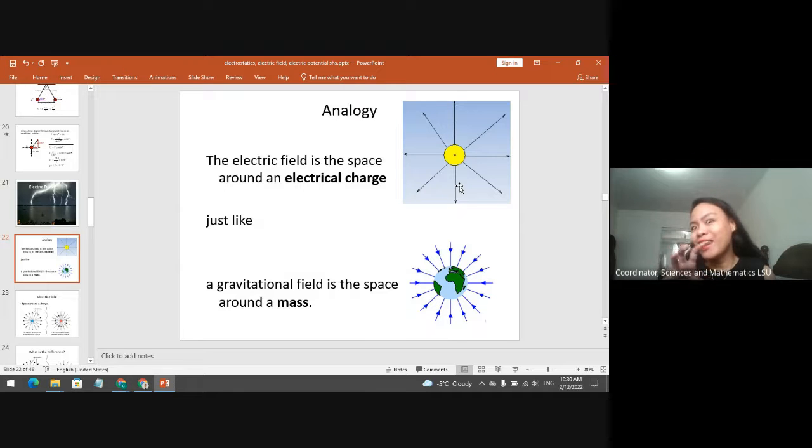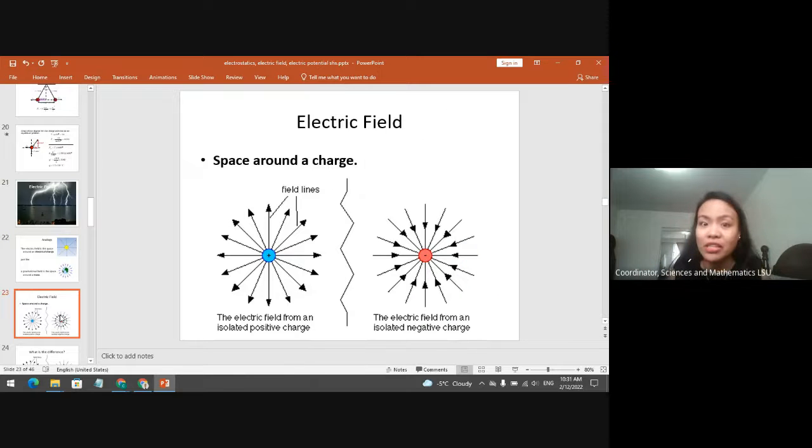We cannot see the electric force, but we can definitely feel it. This is a type of long range force. In the same way, the gravitational force is also a long range force. We cannot see it, but we can feel it. Everything is being pulled towards the earth's core. So an electric field is the space around a charged object, and it is represented by the electric field lines.